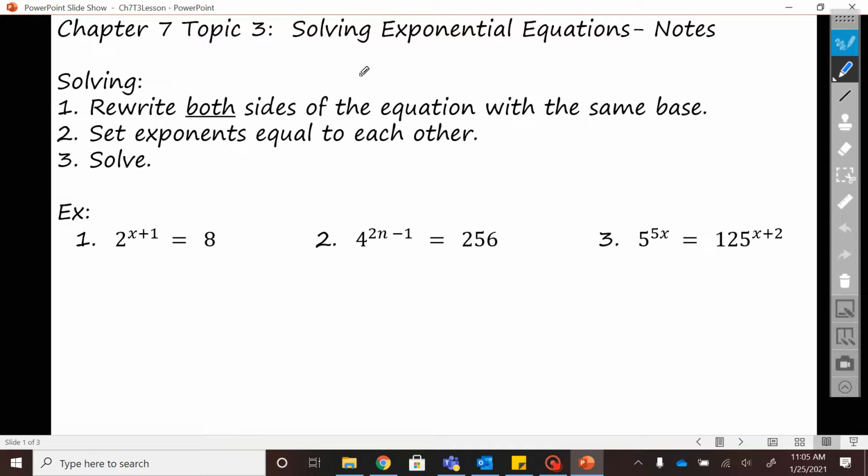Rewrite both sides of the equation with the same base. Set the exponents equal to each other, and then solve. Alright, so what that means is that both sides of the equation need to have the same base.